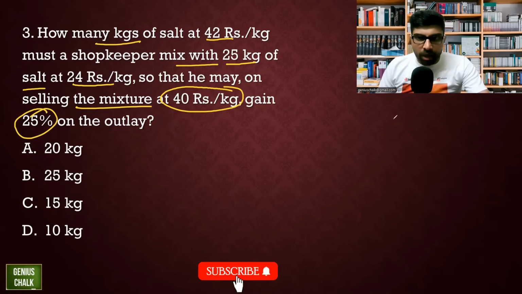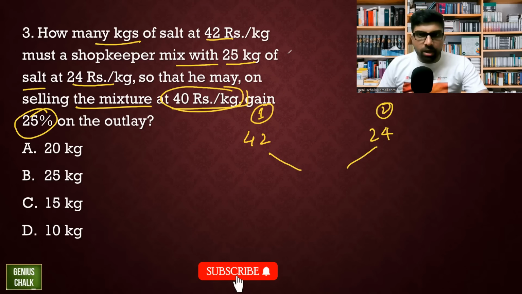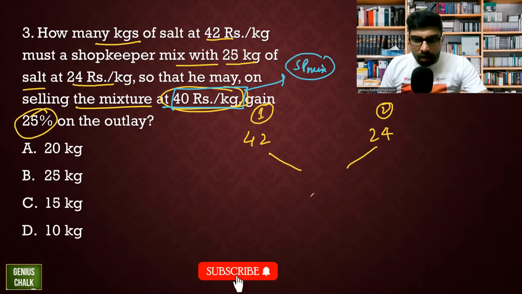Okay, so first we know that it is 42 rupees per kg and it is a salt first variety. Second variety, it is 24 rupees per kg and the mixture be worth 40 rupees per kg. Now make sure, we have learned from the previous session as well, that 40 rupees per kg is not the cost price. It is basically the selling price of the mixture. And here I want the cost price of the mixture, because this is cost price, this is cost price. So the average also must be cost price.